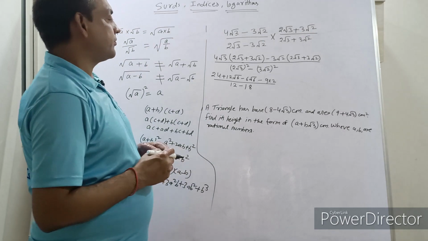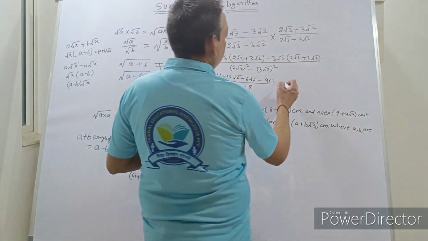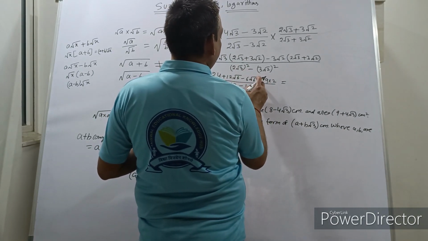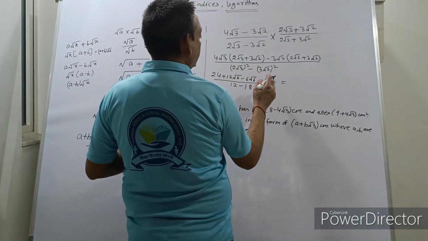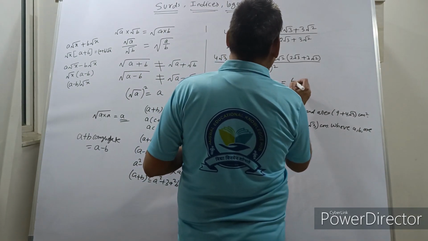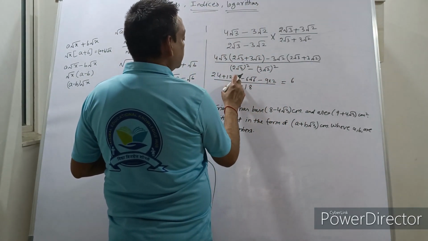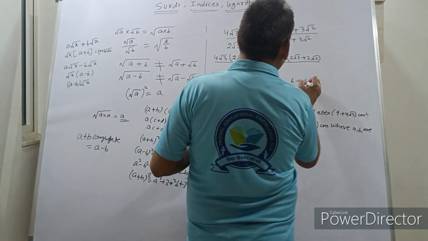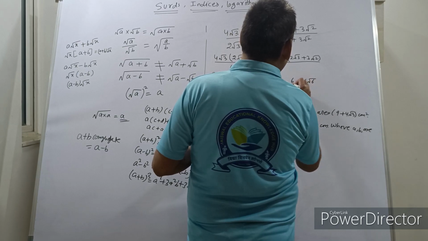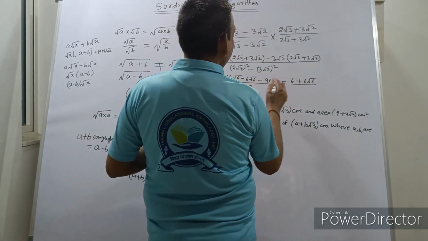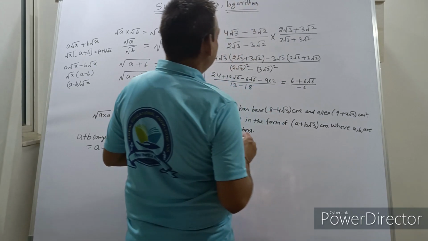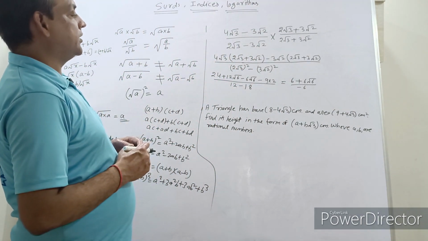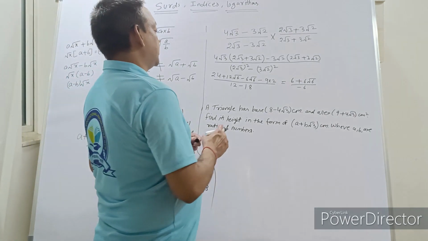Clear? Okay, so now 9 twos are 18, 24 minus 18, 24 minus 18 gives you 6, 12 root 6 minus 6 root 6, so 12 minus 6 will be 6, so 6 root 6 upon 12 minus 18 is minus 6. Okay, 24 minus 18 is 6, 12 minus 6 gives you 6, 12 minus 18 is minus 6.